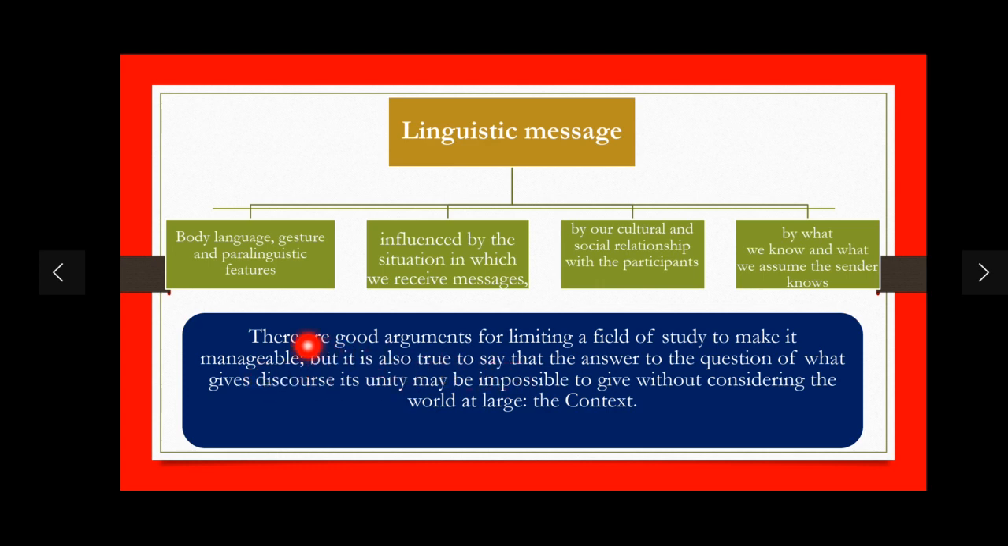And in context, we also have all these things like body language, posture, gesture, paralinguistic features, and there is also situation, right? Circumstances, and there is also social and cultural relationship, and there is also shared knowledge. So we can leave all these things out when we study the field of language, or when we study a language.